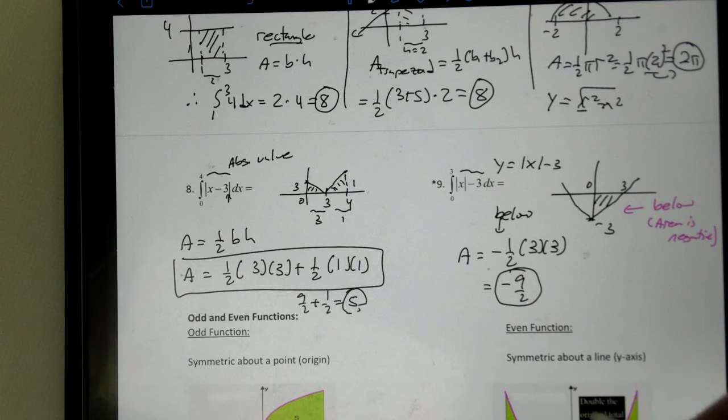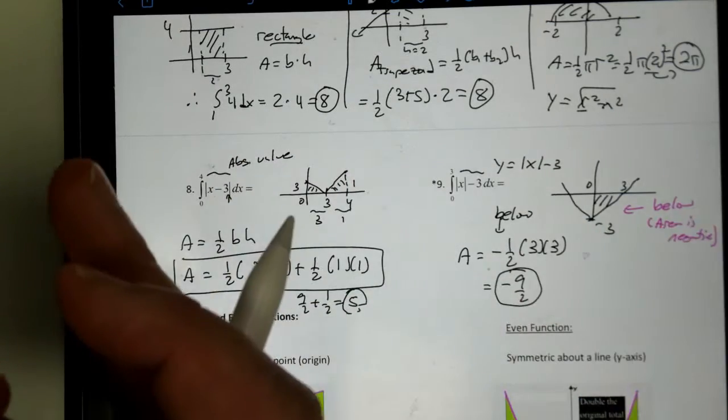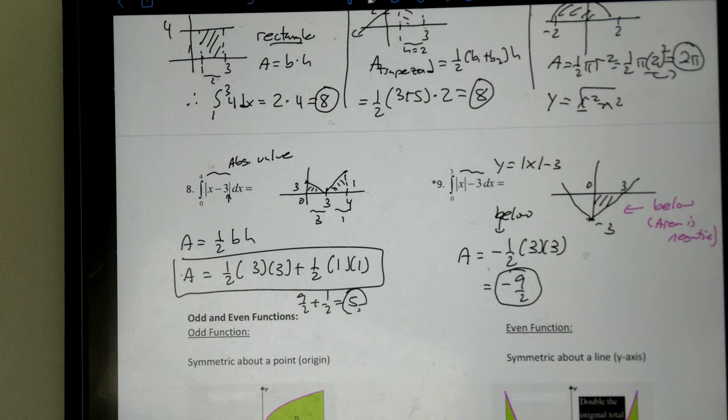Now again, area really can't be negative. The negative is more directional for us. It's just telling us that, hey, this is below the x-axis, or in terms of physics, we're heading to the left. All right, very easy to do.